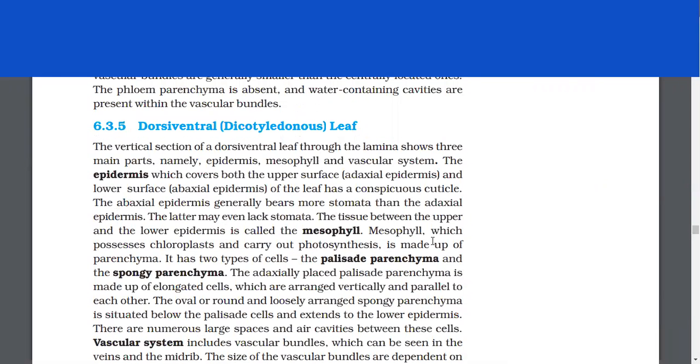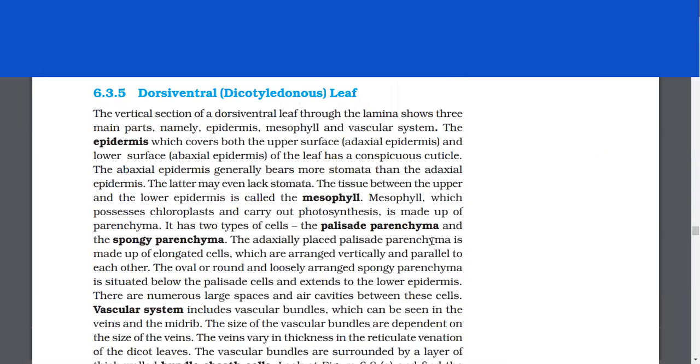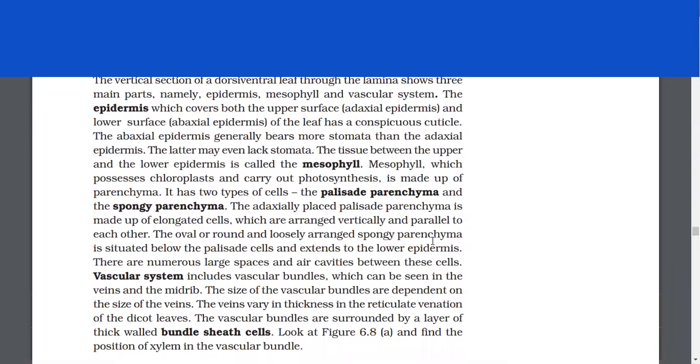Dorsiventral leaf. The vertical section of a dorsiventral leaf through the lamina shows three main parts, namely epidermis, mesophyll, and vascular system. The epidermis, which covers both the upper surface and lower surface of the leaf, has a conspicuous cuticle. The abaxial epidermis generally bears more stomata than the adaxial epidermis. The latter may contain or lack stomata.